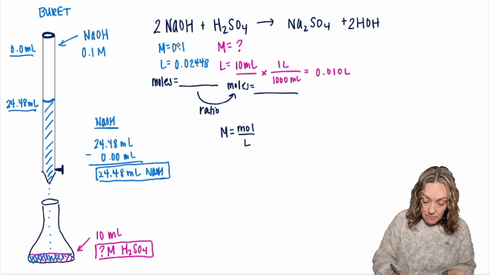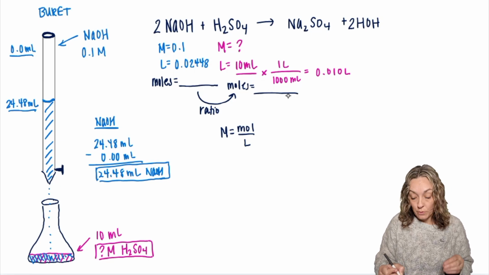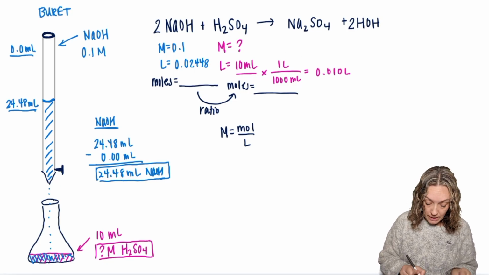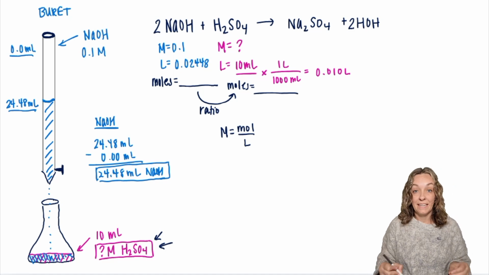So now I can connect this. My first step is to find the number of moles of NaOH. If I know the moles of NaOH, I can use the mole ratio from the balanced equation to find the moles of H2SO4. Once I have moles of H2SO4 and liters, I can determine the molarity or the concentration of this unknown acid that I started with at the beginning of the problem.